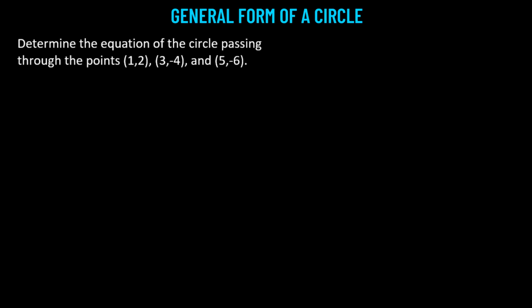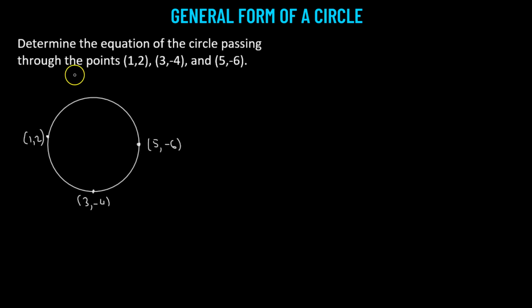So in this problem, we need to determine the equation of a circle that's passing through 3 points. Let's try to understand the problem graphically. Meaning we have a circle that's passing through 3 points, (1, 2), (3, -4), and (5, -6). We need to determine the equation of this circle.